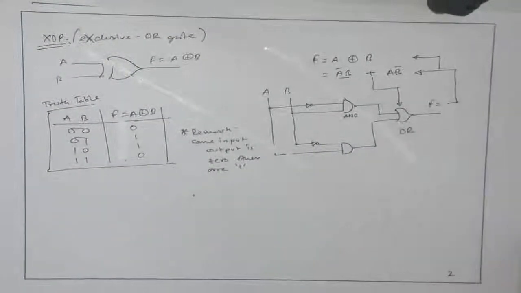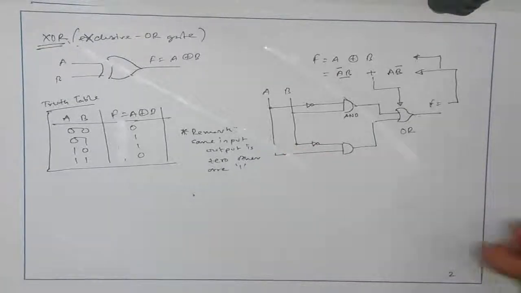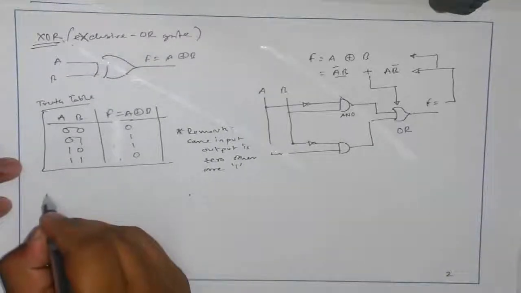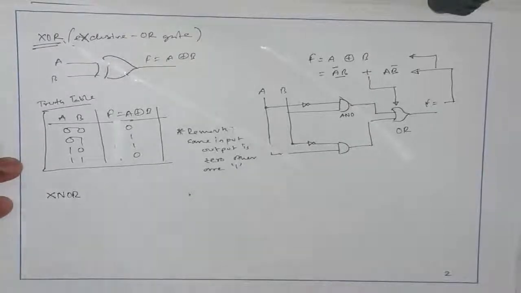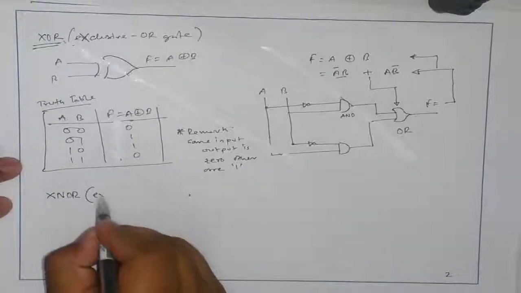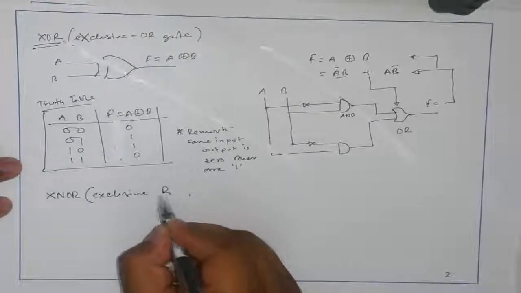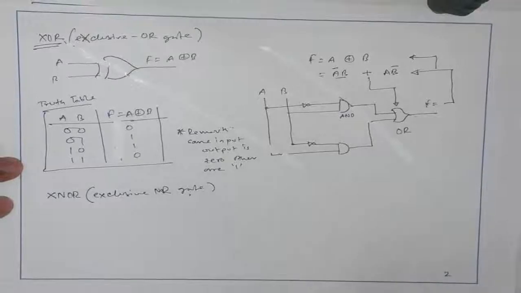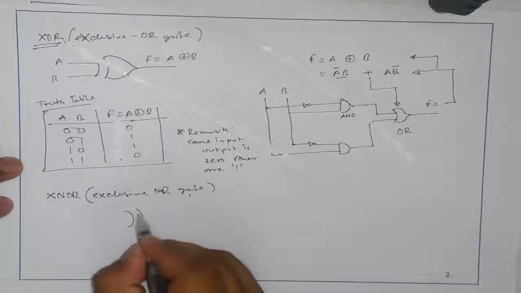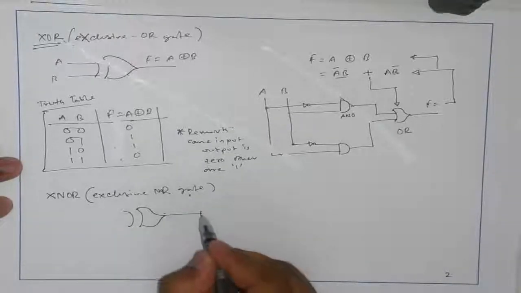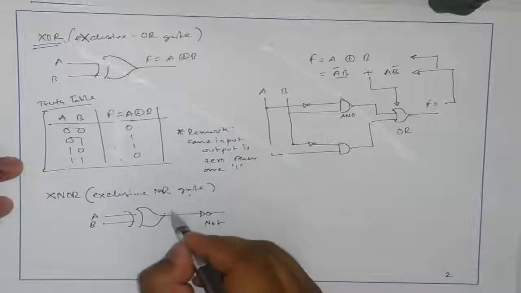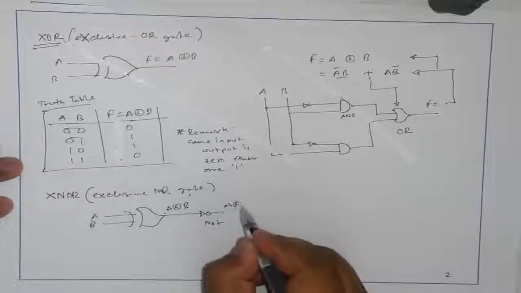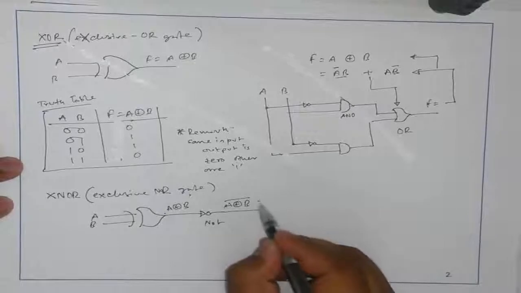So this is how the XOR gate looks, and the XOR gate is very important for doing maths or things like that. Very important. And the last gate we have is the XNOR gate, also known as the exclusive NOR gate. So the idea of this is something like this. We have the XOR gate, and in front of it we have a NOT gate. That's the idea. So whatever we get, A XOR B, we're going to invert that again.